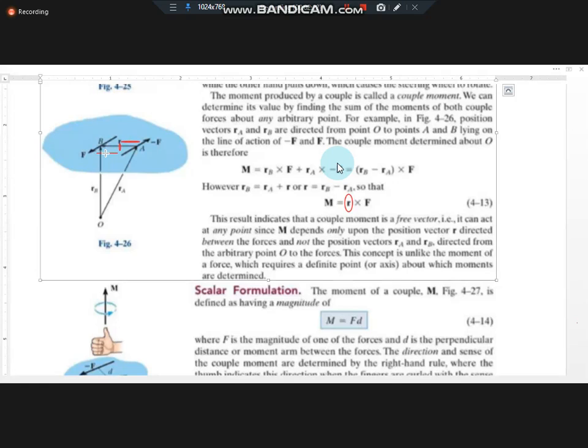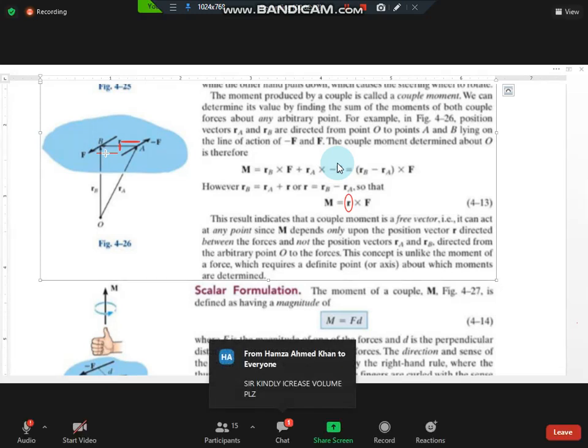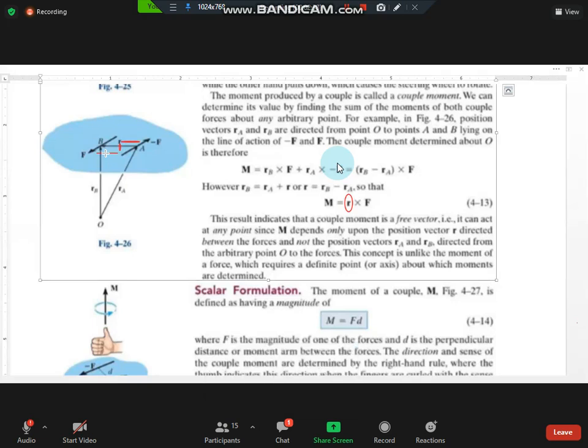So the couple will be the force produced by the force equal in magnitude but opposite in direction. This is what we call a couple. But when it produces a moment, we can calculate the moment produced by the couple, not by one force but by two forces.